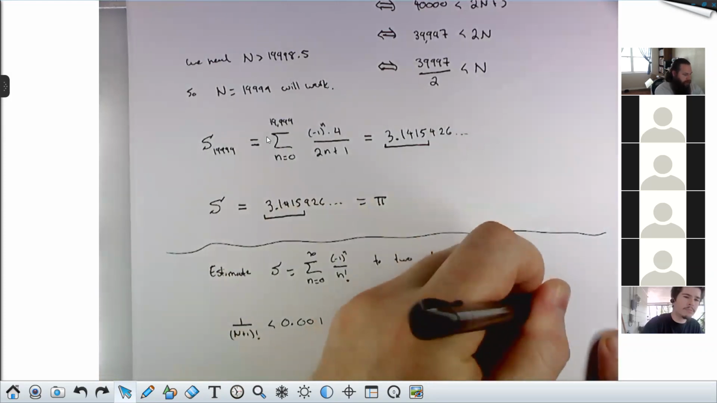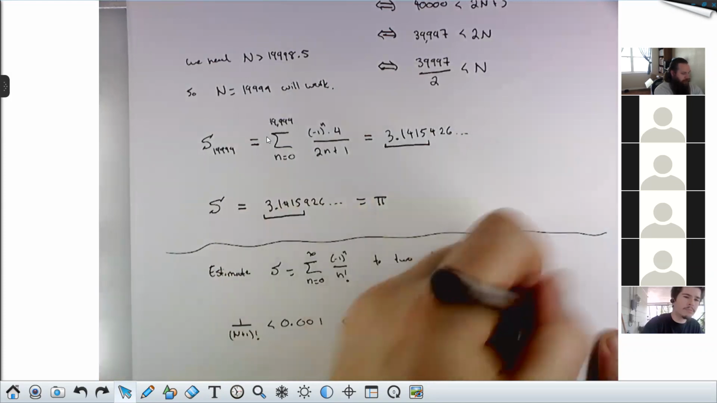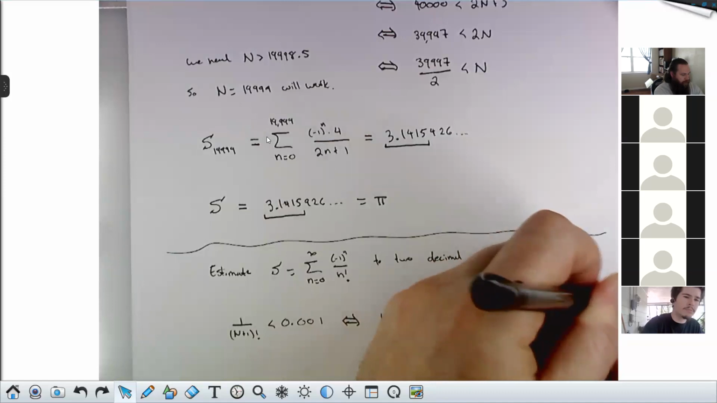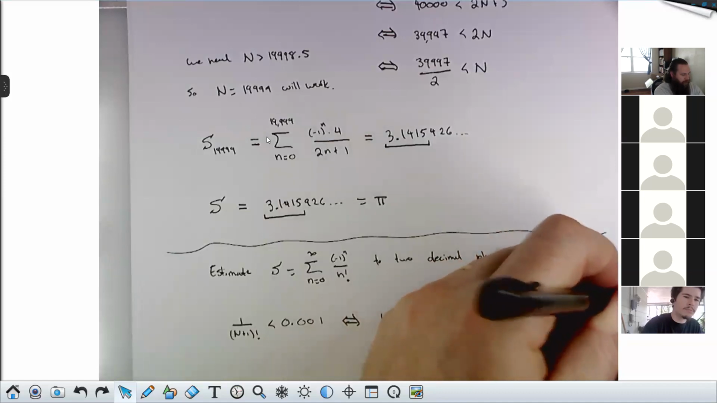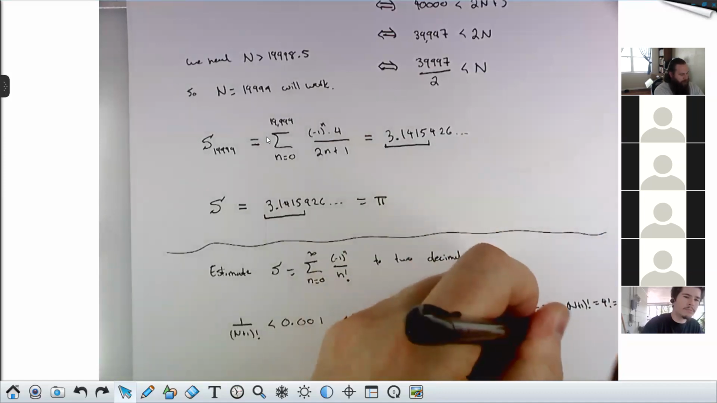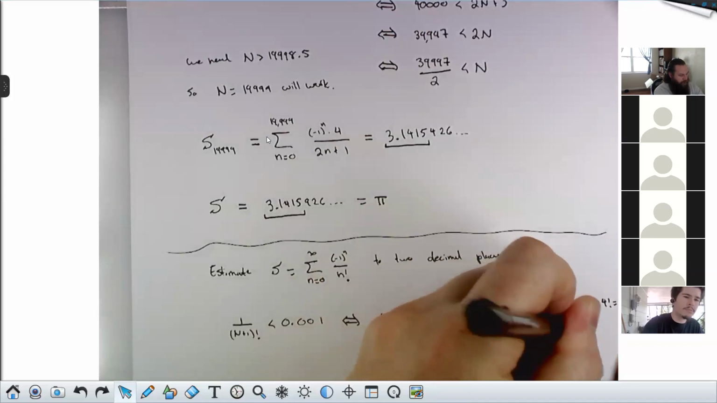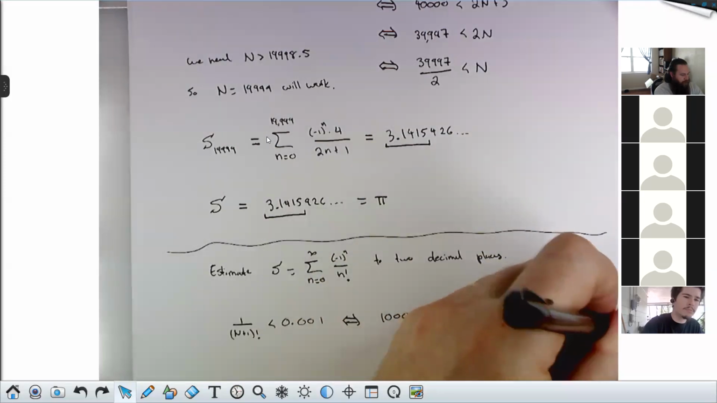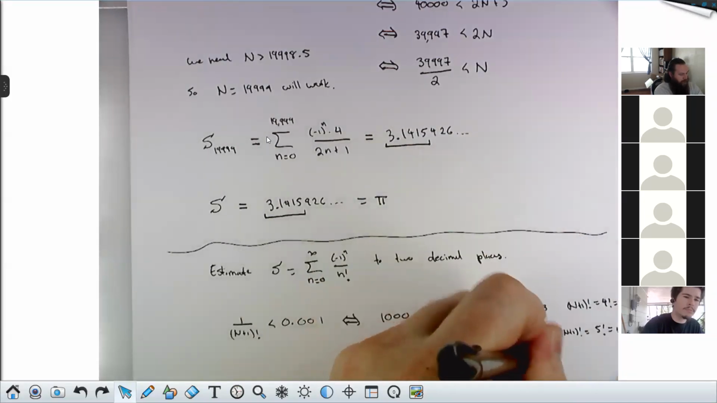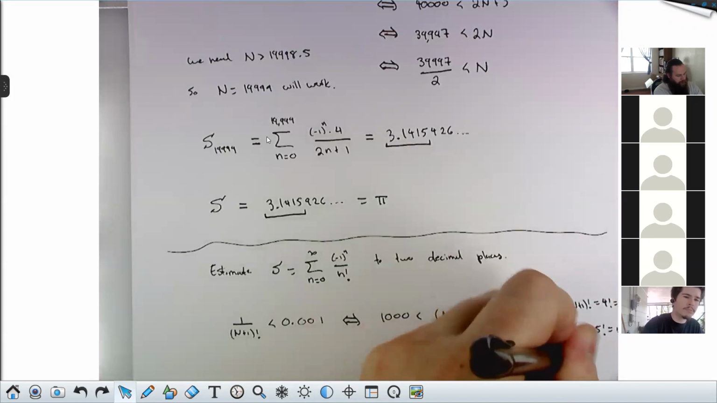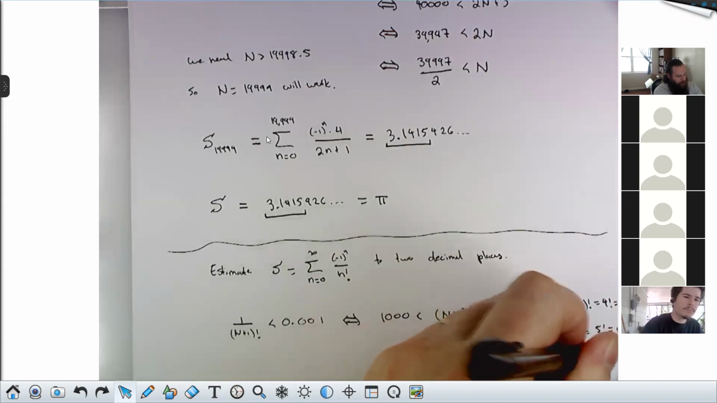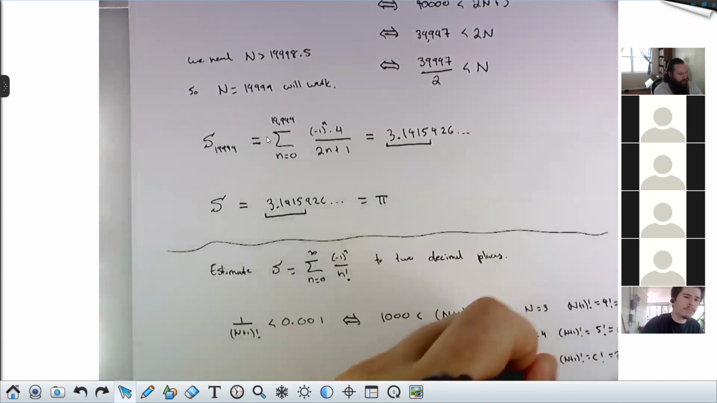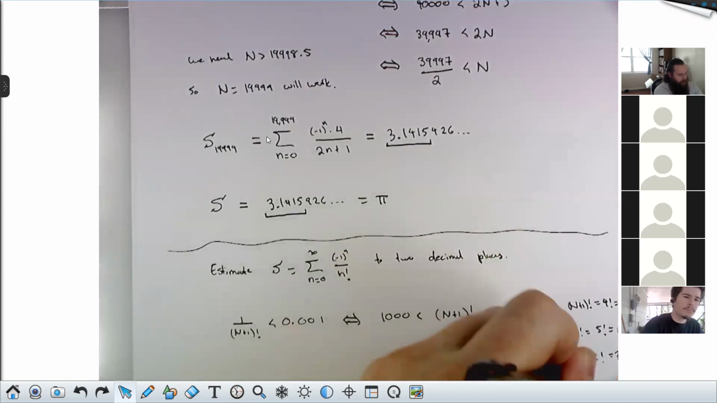values. n equals 3 means (n plus 1) factorial is 4 factorial, is 24. n equals 4 means (n plus 1) factorial would be 5 factorial, which is 120. n equals 5 means (n plus 1) factorial would be 6 factorial, which is 720. So n equals 6 would do the job.